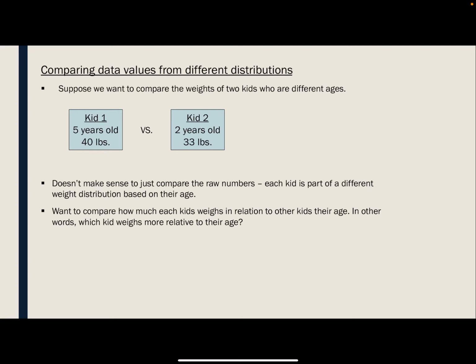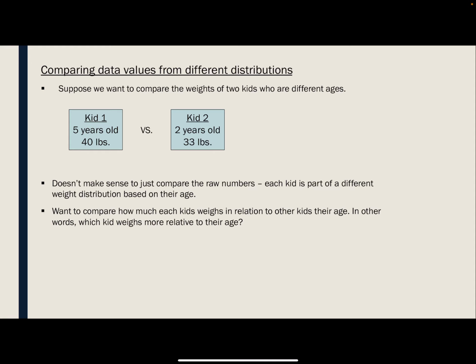In this video, we're going to talk about comparing data values from different distributions. And it's going to seem a little bit like we're deviating from our topic, but I promise I'll bring everything together towards the end of this video.